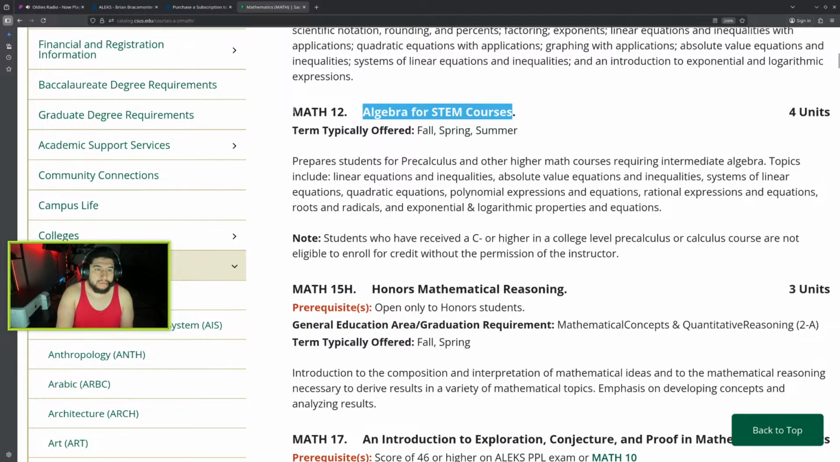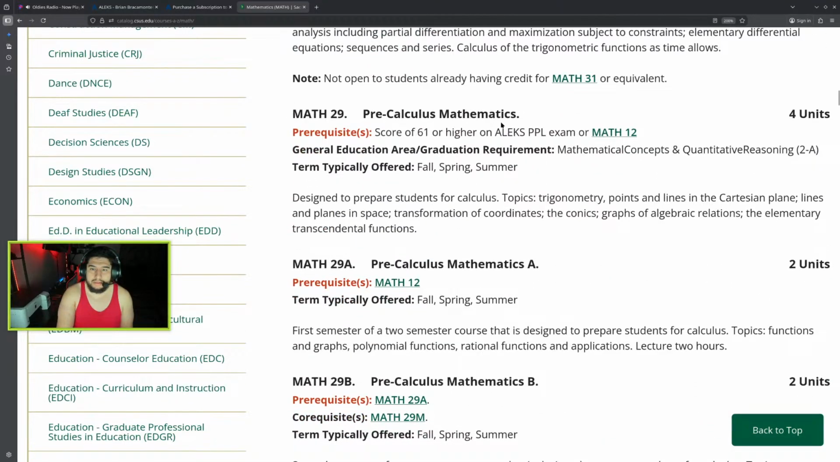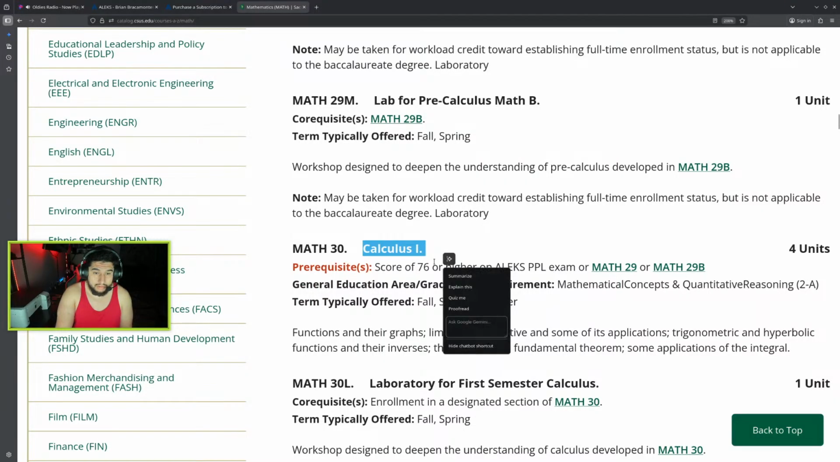In order, I have to do Math 12 in order to be able to get into Math 29, which is pre-calculus math. I have to either take the class, or basically while I'm taking Math 12 during the spring semester and doing Aleks, hopefully I'll be prepared enough to take the Aleks PPL exam, which will hopefully allow me to skip Math 29, so I could go straight into Math 30, which is Calculus 1.